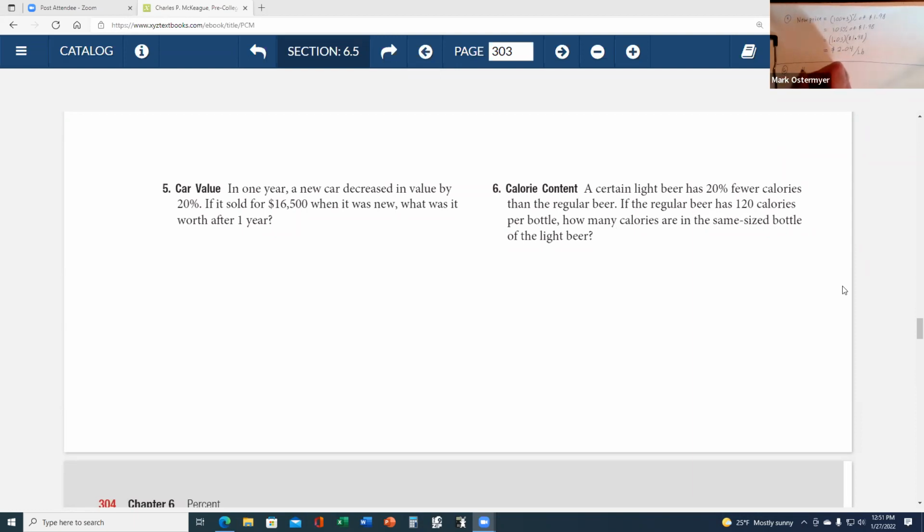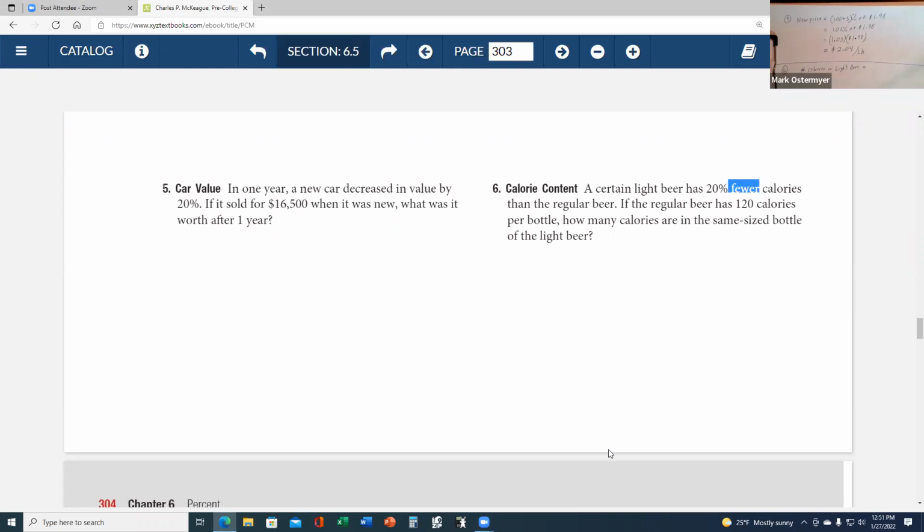Well, ladies and gentlemen, to do number 6, the number of calories in the light beer is going to be equal to what? Is it going to be 100 plus 20% of the number of calories in the regular beer, or 100 minus 20%? It'll be minus because it says fewer. Yeah, fewer. This is a percent decrease problem.